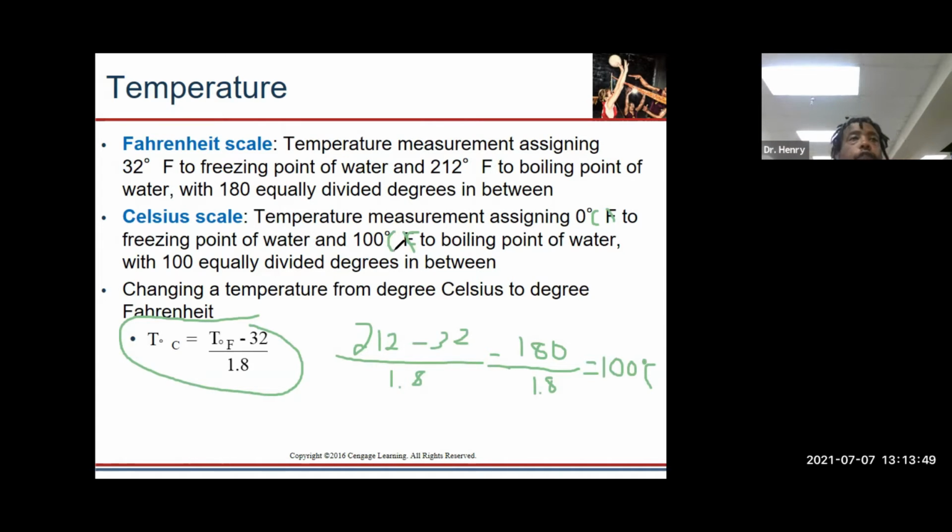Okay, so if we want to solve it for Fahrenheit, we just need to rearrange this equation. So if we rearrange this equation, we get TC times 1.8 plus 32 equals TF.